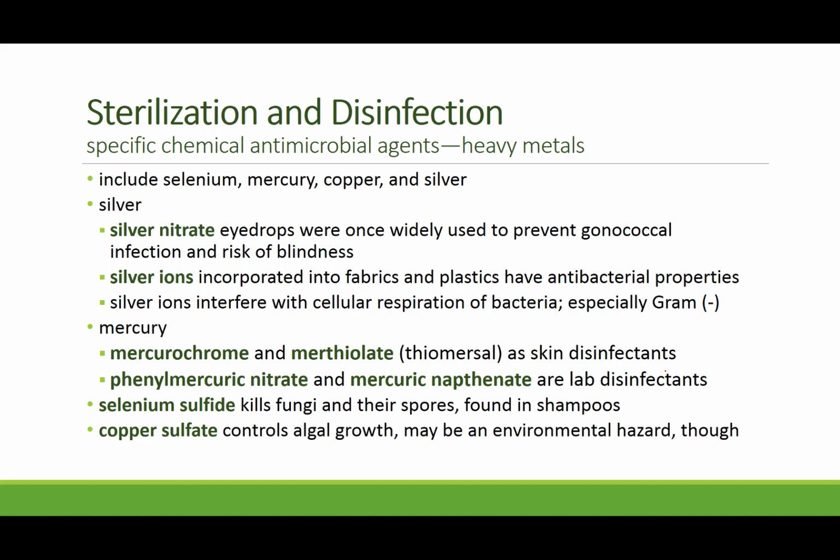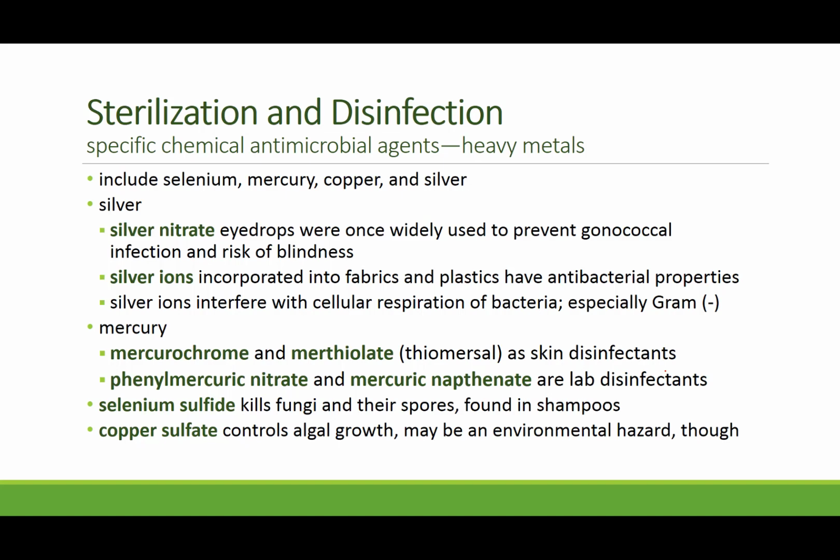Silver ions are now being incorporated into fabrics and into plastics because of their bacteriostatic effect, the antibacterial properties that they have. And the way that these silver ions work is that they interfere with cellular respiration in bacteria, especially if they're gram-negative.